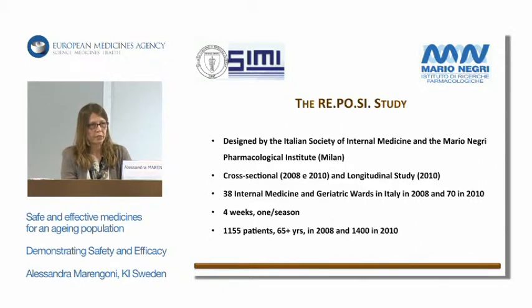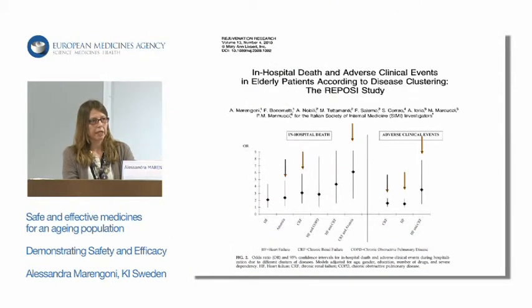But now I want to show you another example from another study. The REPOSI study is an Italian study designed by the Mario Negri Institute in Milan and the Italian Society of Internal Medicine. It's a register of hospitalized patients in internal medicine and acute geriatric wards in Italy. The first wave was carried out in 2008 and the second wave in 2010. We enrolled more than 1,000 patients in both waves, aged 65 years or older. Using this data, we found that different clusters of diseases have different effects, for example, on what?